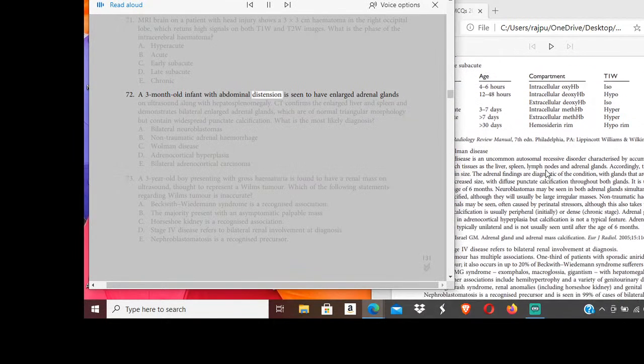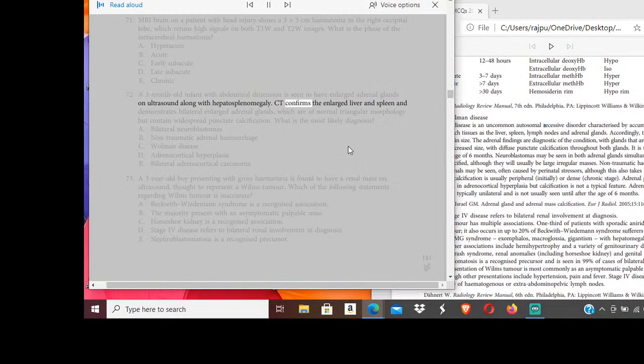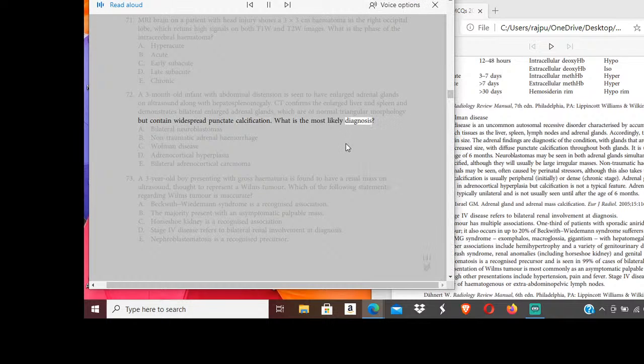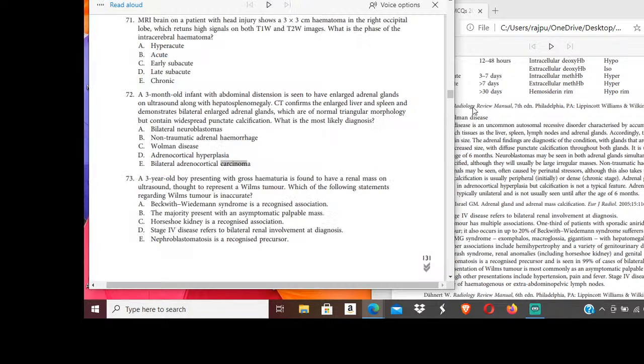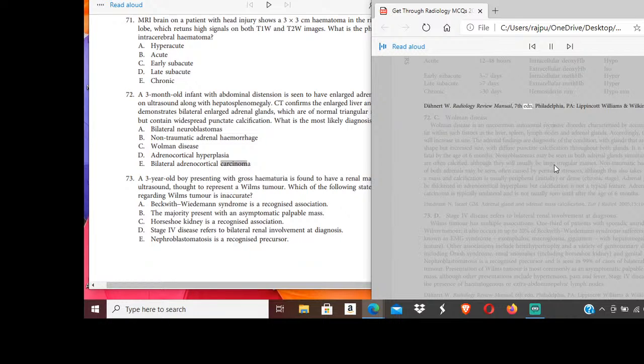3-month-old infant with abdominal distension is seen to have enlarged adrenal glands on ultrasound along with hepatosplenomegaly. CT confirms the enlarged liver and spleen and demonstrates bilateral enlarged adrenal glands, which are of normal triangular morphology but contain widespread punctate calcification. What is the most likely diagnosis? A. Bilateral neuroblastomas. B. Non-traumatic adrenal hemorrhage. C. Wolman disease. D. Adrenocortical hyperplasia. E. Bilateral adrenocortical carcinoma. 7th ed. Philadelphia, Pa, Lippincott, Williams and Wilkins, 2011:295.